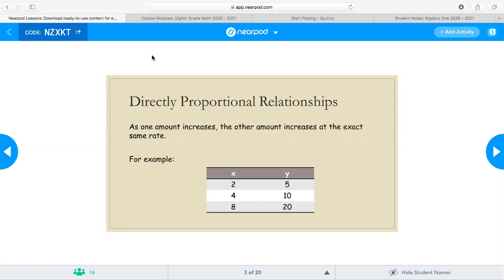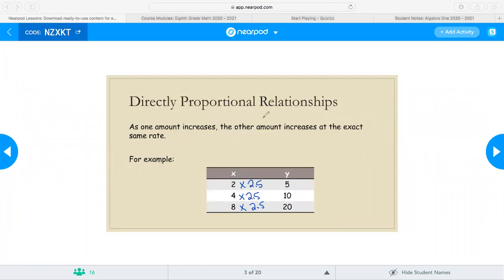So for example, on the table below, if I was looking at the relationship between x and y, if I multiply x by 2.5, it would give me 5. If I multiply this x by 2.5, it would give me 10. And if I multiply 8 by 2.5, it would give me 20. This tells me that this is proportional because there's a constant rate between the variables x and y. And that constant rate would be 2.5. The proportional relationship is that this is increasing by 2.5 each time.